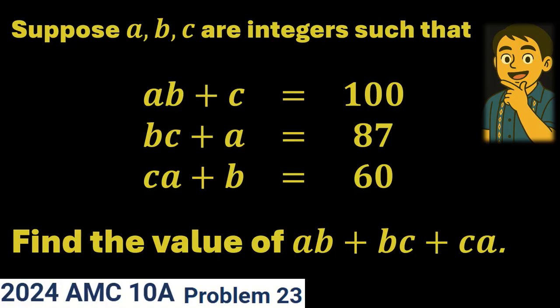Suppose a, b, c are integers such that ab plus c equals 100, bc plus a equals 87, and ca plus b equals 60. We are asked to find the value of ab plus bc plus ca. This question is from 2024 AMC 10A, problem 23.